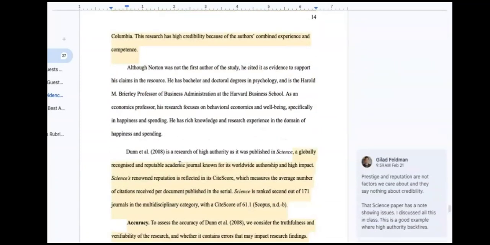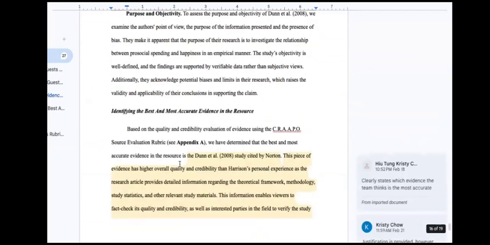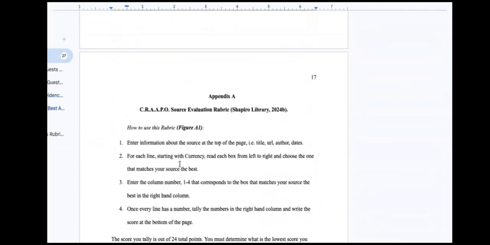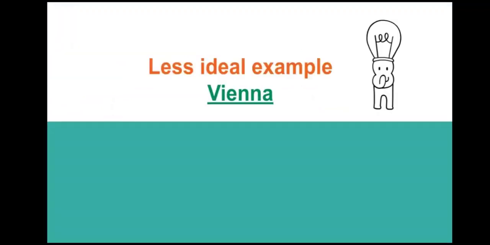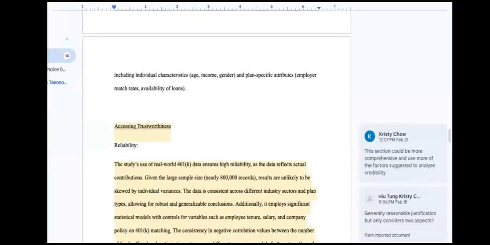So in the interest of time, I will probably stop here and then we can talk a little bit about the less good example and why that might be. So we're going to go into Vienna. This group might not have had as ideal a performance as the other because essentially they just didn't have enough information to support why the evidence is credible.